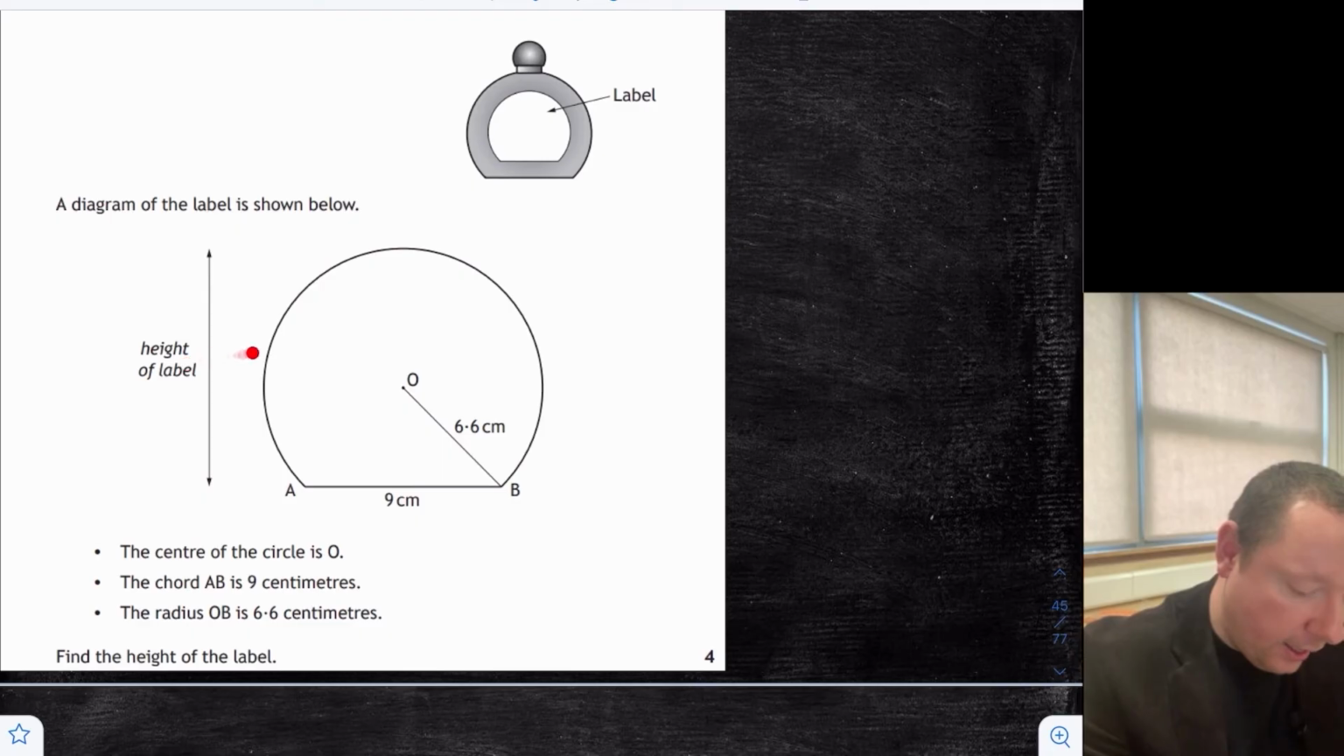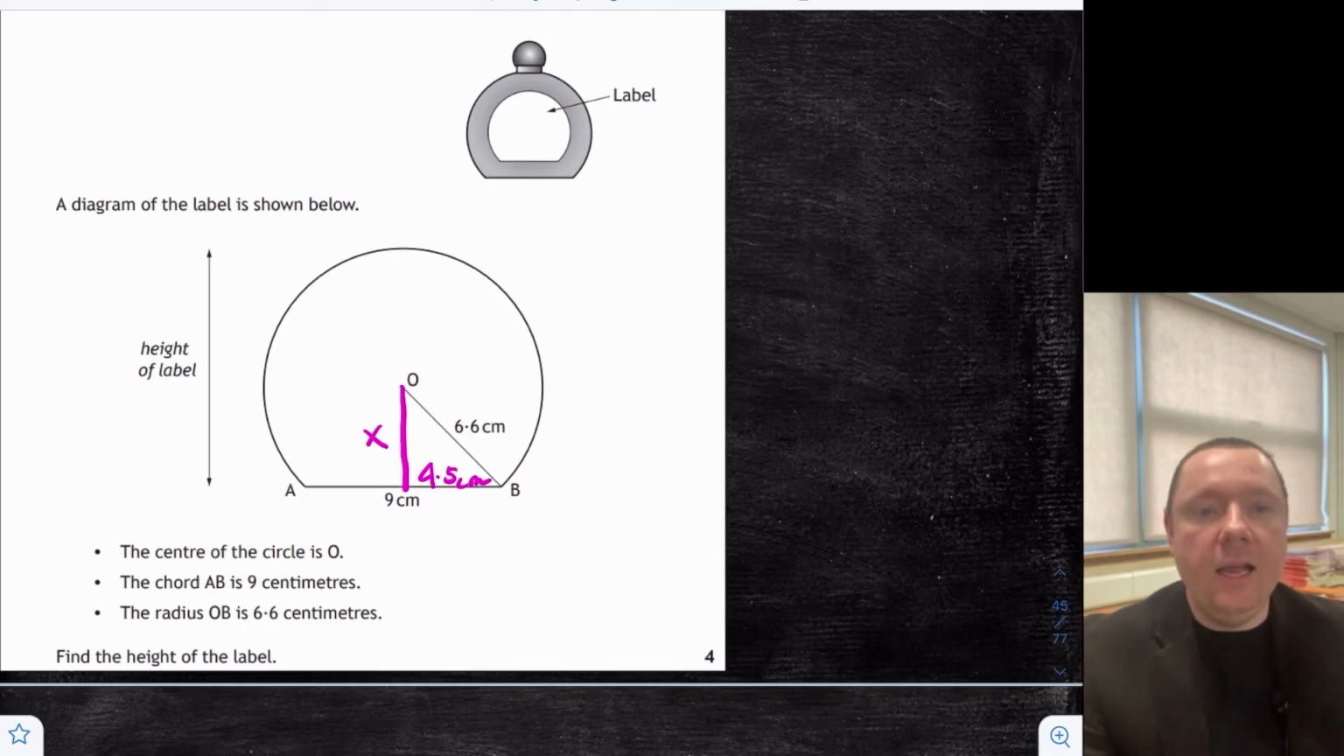So if I take that line straight into the circle, I've got the radius already, so I just need this missing bit. So I add that line in. We can call that x, and this will be 4.5 centimetres because it's half of 9. And then we're good to go.